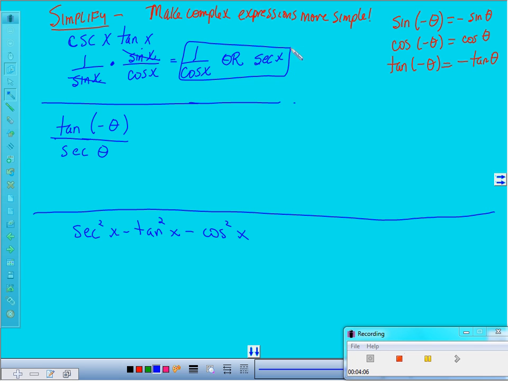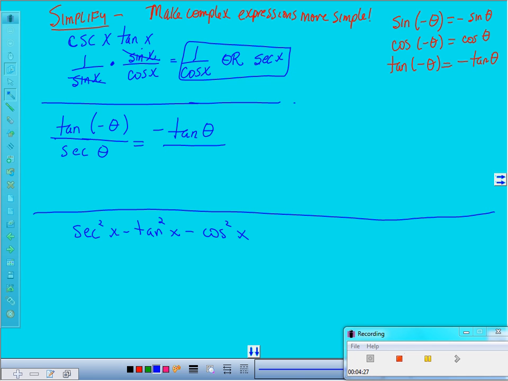Okay, second one. If you see any of them have a negative angle, immediately use those identities I just wrote in the top right corner and get rid of it. So I would change this one immediately. A negative angle on a tangent, it says pull the negative out front. So I would just throw the negative out in front of it all.